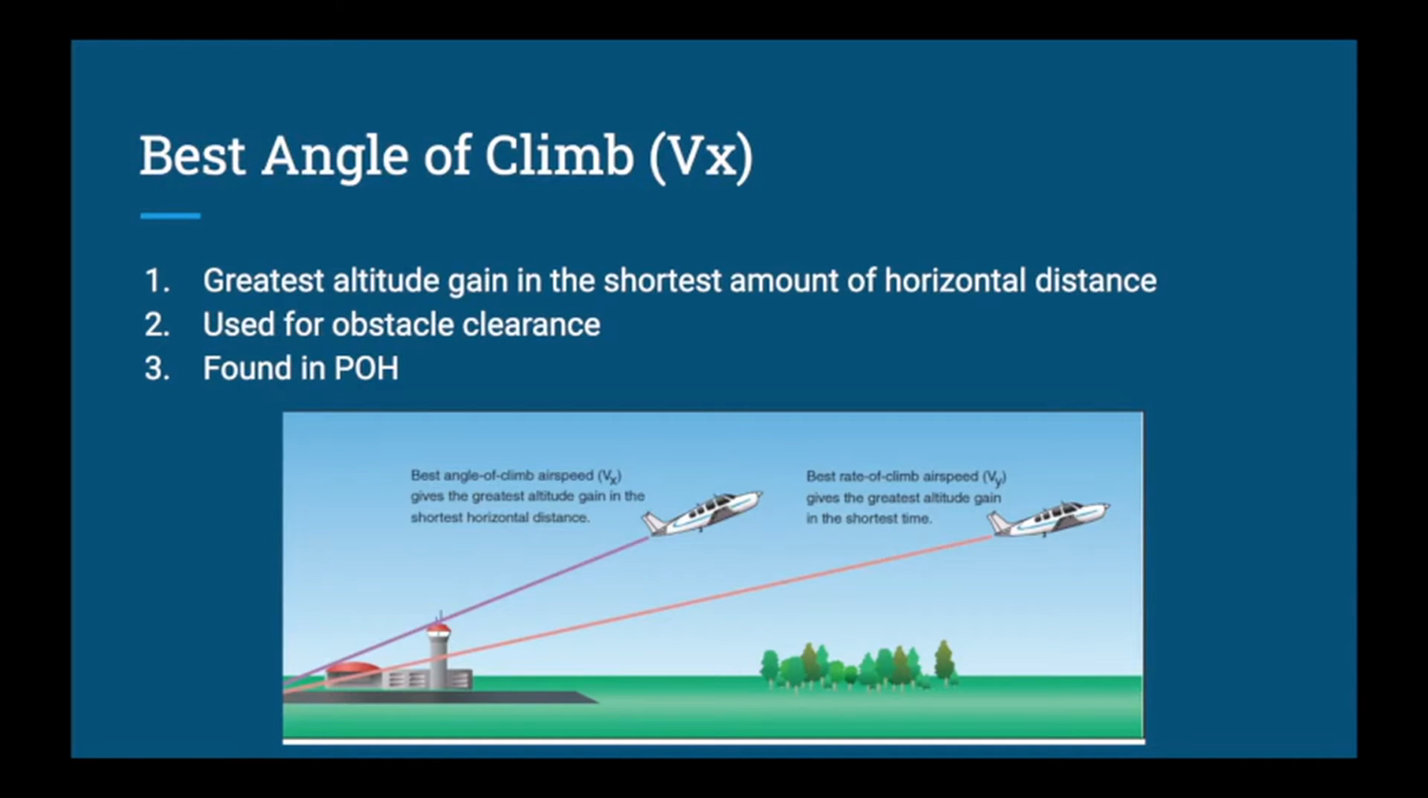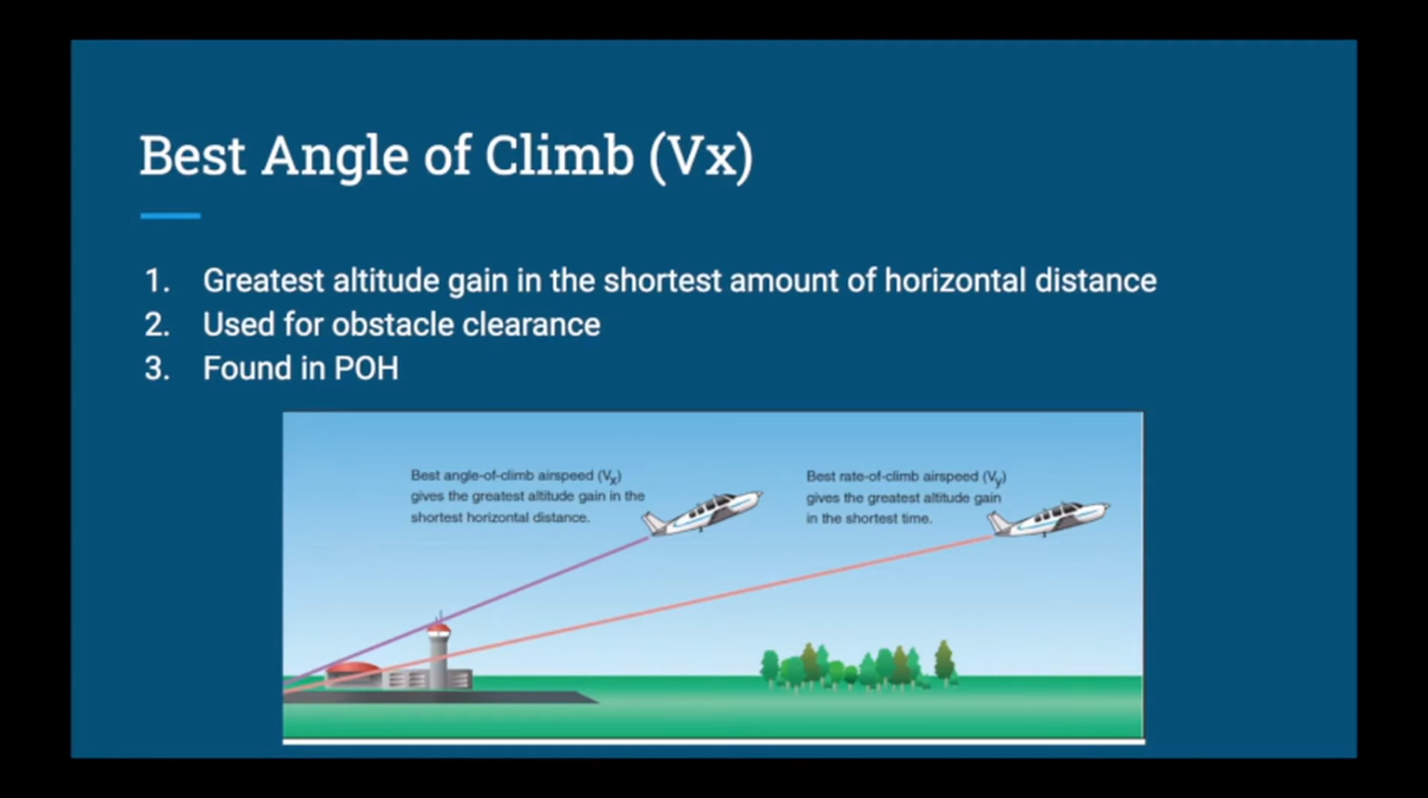So starting with the best angle of climb, this is called VX. VX gives you the greatest altitude gain in the shortest amount of horizontal distance. On our diagram, it's shown by the purple line. These 2 aircraft have climbed to the same altitude, but the one on the left has done it in a much shorter distance over the ground. So that's what it's referring to. You cover a shorter distance over the ground to climb to that altitude.